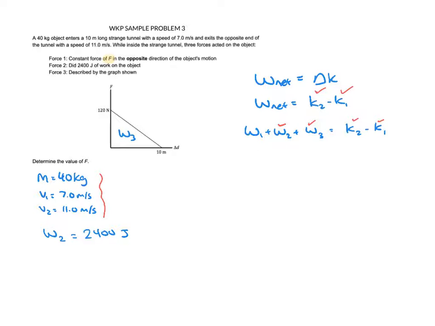I'll just do that right now, actually. So this is the area. Work 3 is the area. So that's equal to base times height divided by 2, or half base times height. That's a half times 10 times 120. That'll be 600 joules. So work 3 is 600 joules. So I'm well on my way here.